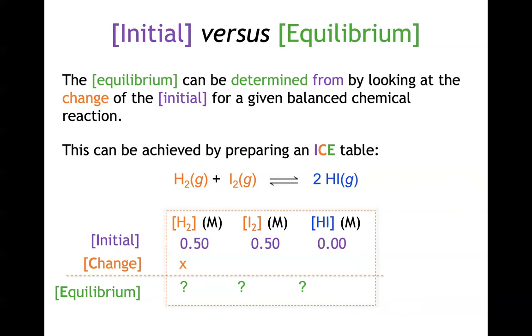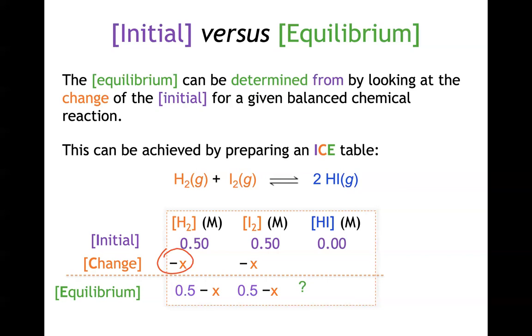So if the concentration of hydrogen gas changes by X, and the concentration of iodine gas changes by X as well. Remember, the reactants' concentration is decreasing, so we'll label it as a negative X, because the concentration of the reactant is decreasing over time. And that's why we have the negative. So at equilibrium, it's going to be 0.5 minus X. And for the other reactant, it's also going to be 0.5 minus X.